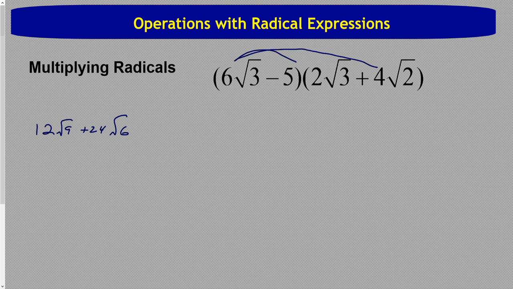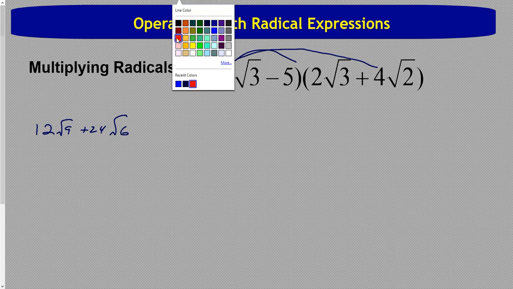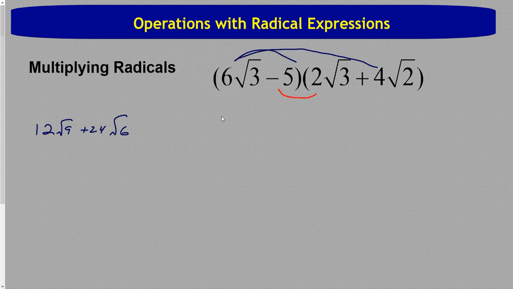Okay, I'm going to switch colors and do the negative 5. So negative 5 times 2 root 3. Negative 5 is outside the radical, so that's negative 10 root 3. And then negative 5 times 4 root 2. Well, that's negative 20 root 2.